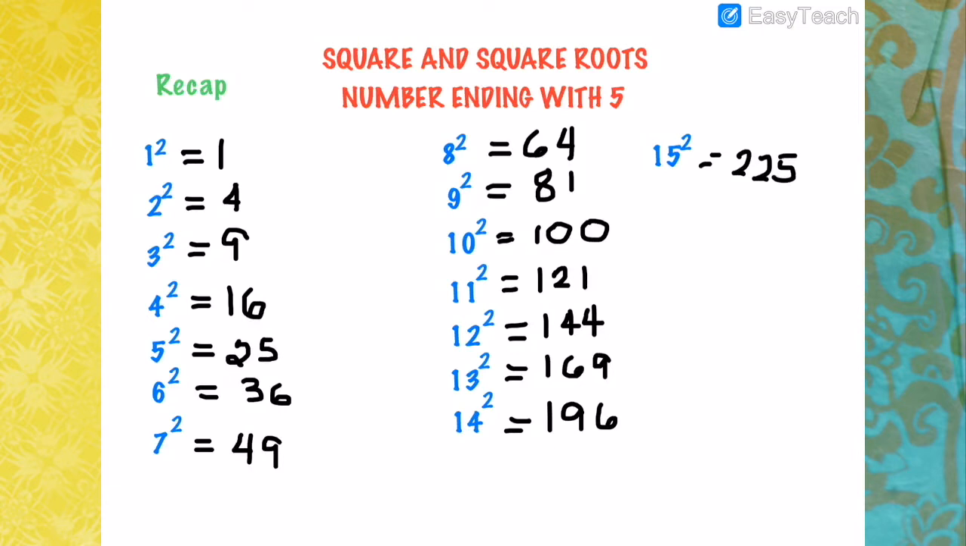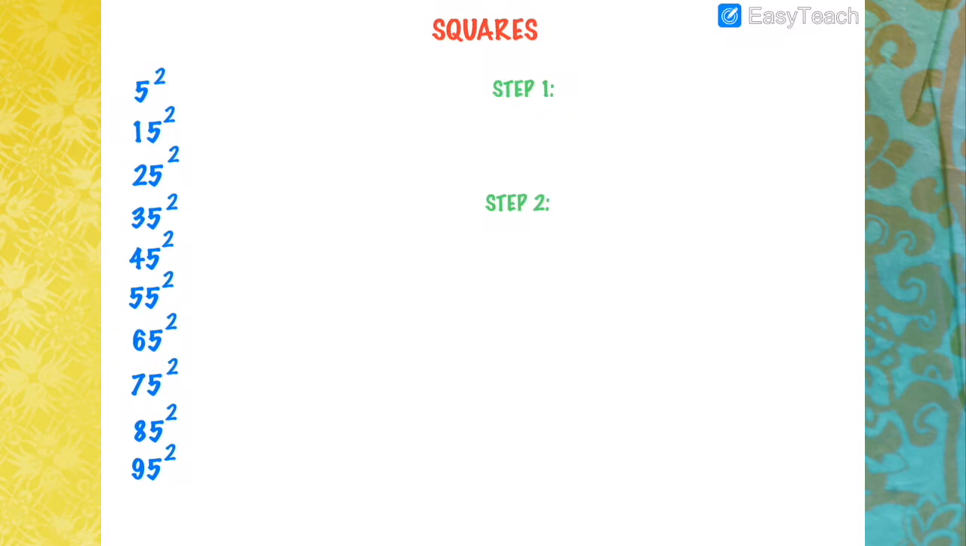Now if you notice here, 5 squared and 15 squared have the same last digits, which is 25, in their answer. Now let's take a look at how we square numbers that end in 5. As you can remember in our recap, 5 squared is 25, while 15 squared is 225. Now how do we get 225? What is an easy step to get 225?